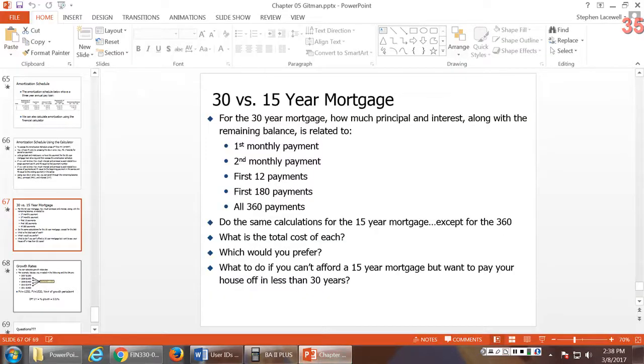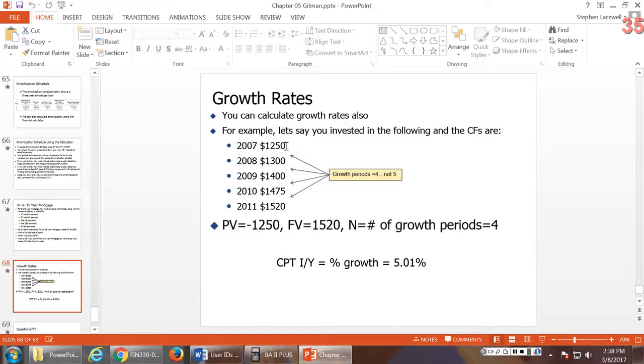Now, the last part of chapter 5, I want to point this out really quickly. It talks about growth rates. What we have here is an investment for which we've got 5 years' worth of data. The first year we earned $1,250 from this investment. The last year we earned $1,520. And the question is, what is the percentage growth each year for these cash flows, starting at $1,250, ending at $1,520? These would be your inputs at the bottom of the screen.